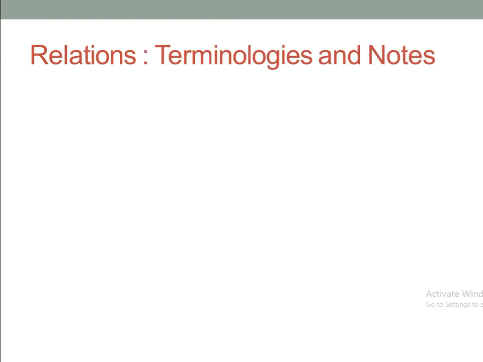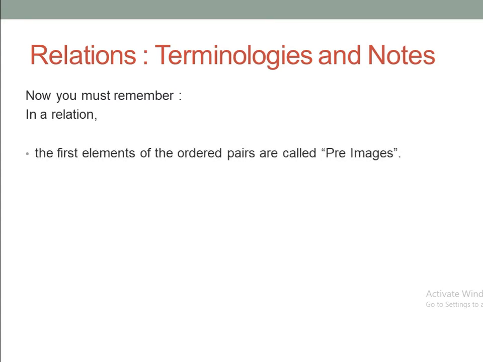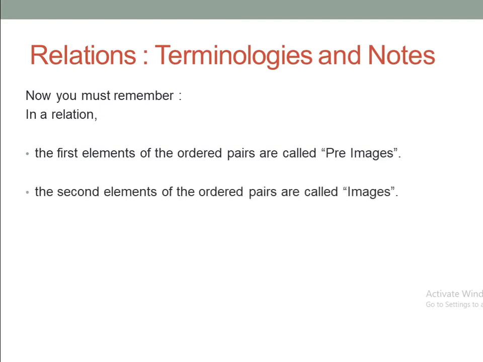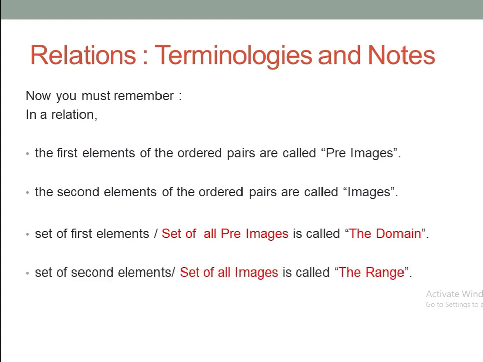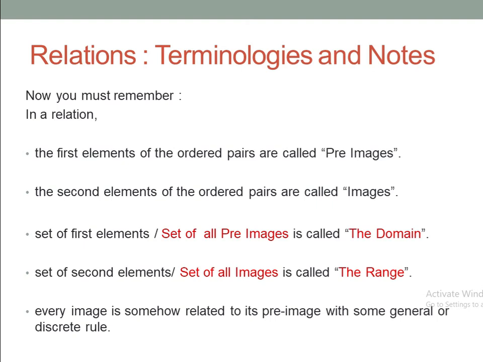Now we are going to learn some terminologies and notes for relation. You must remember, in a relation, the first elements of the ordered pairs are called pre-images. The second elements of the ordered pairs are called images. Set of all pre-images is called the domain. Set of all images is called the range. Every image is somehow related to its pre-image with some general or discrete rule.